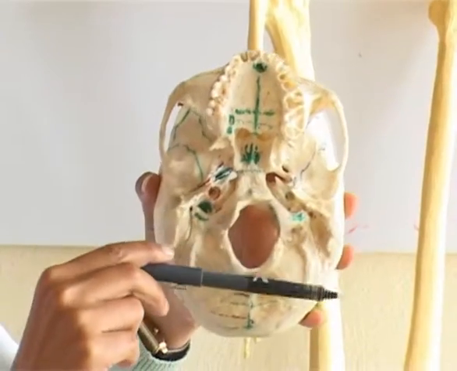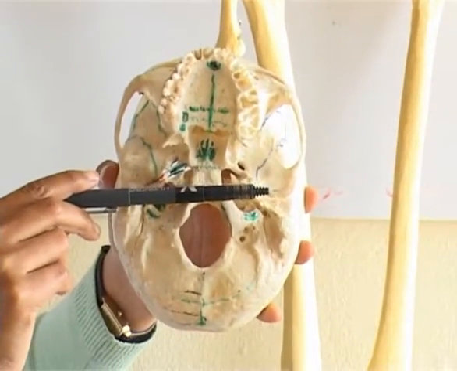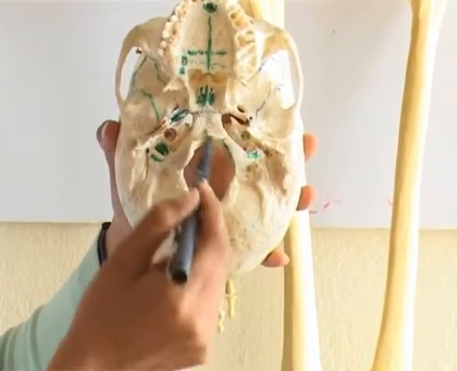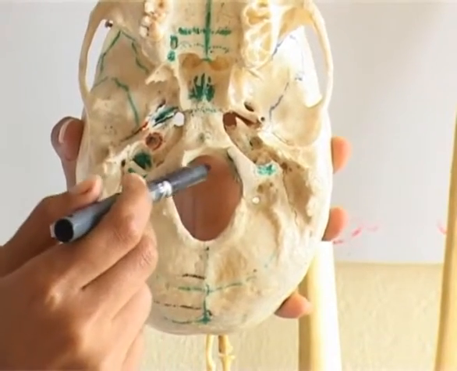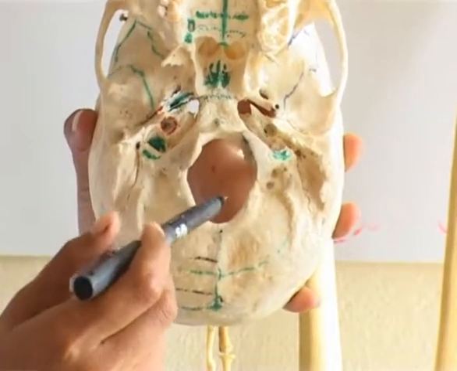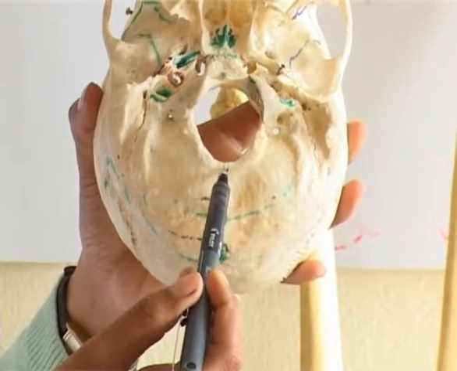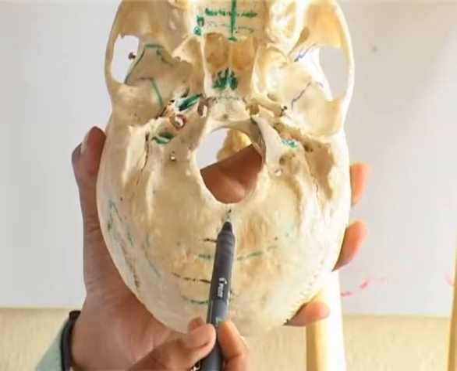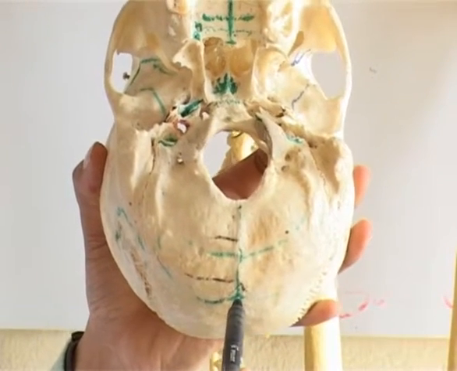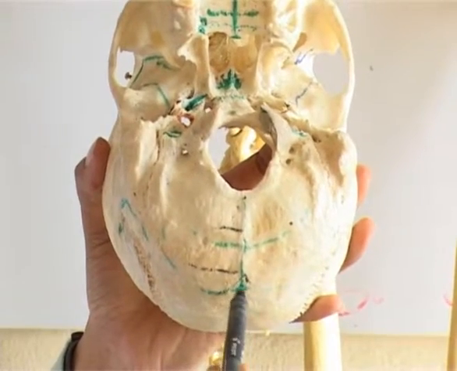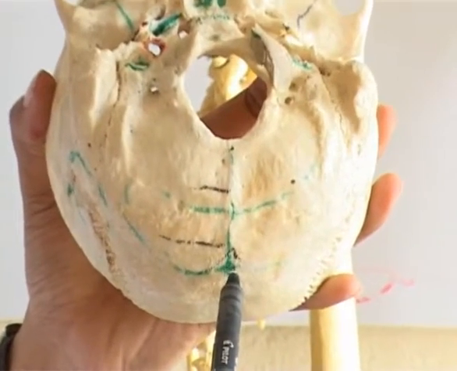Now the posterior part of norma basalis. The median area shows the largest foramen of the skull, the foramen magnum. The external occipital crest forms from the posterior margin of the foramen magnum, and the external occipital protuberance in the midline, also called the inion.